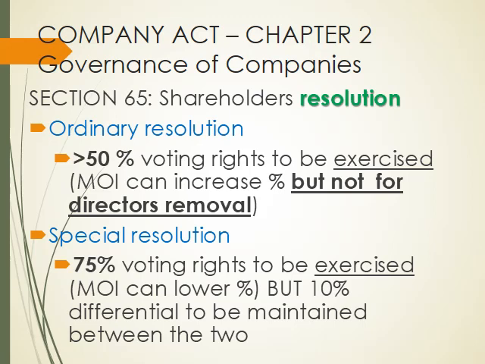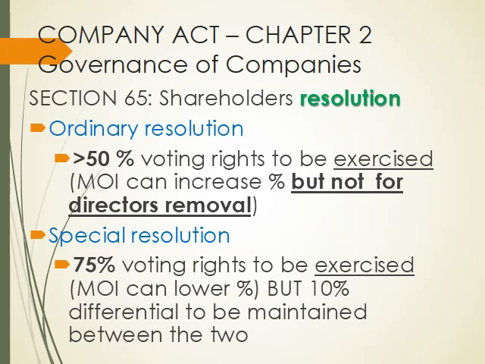Section 65 talks about shareholders' resolution. An ordinary resolution can be passed if more than 50% of the voting rights are exercised. So that is, certain resolutions or certain decisions require at least 50% of the voting rights for it to be passed. Then the decision takes effect. The MOI can increase the percentage, but not in the case of a director's removal.